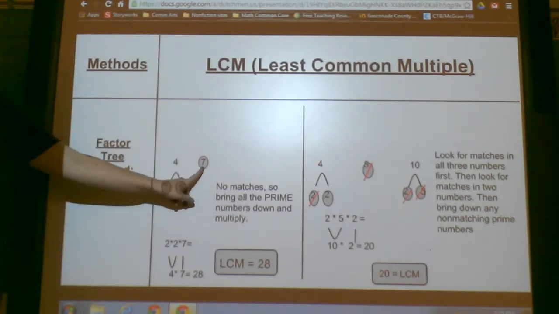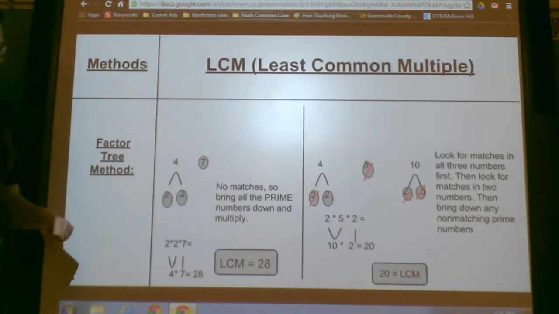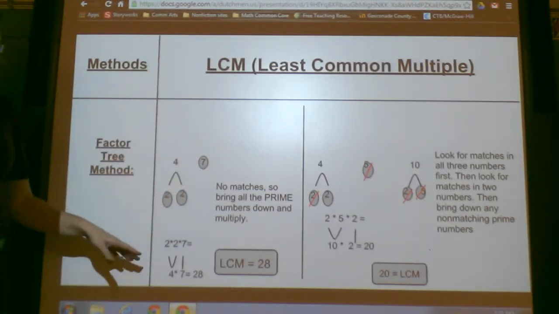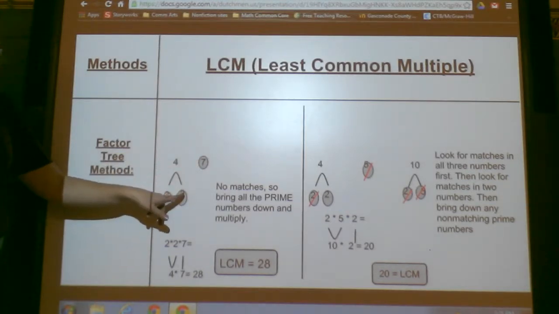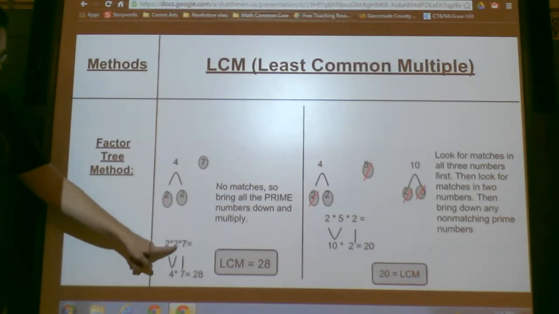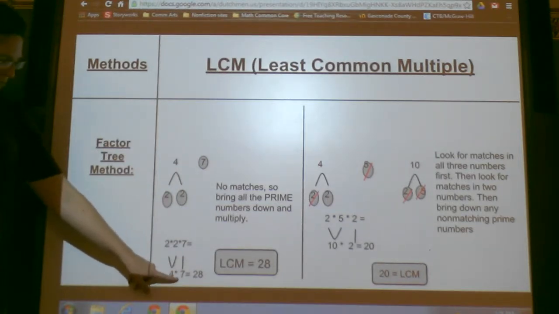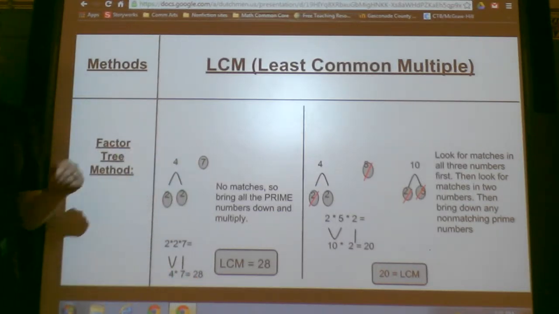You take your matches and anything that does not have a match. So in this case, since we have no matches, we bring down all the other numbers. So we're going to bring down the 2, and the 2, and the 7, and we multiply them together. So 2 times 2 is 4, times 7 is 28. So the least common multiple of 4 and 7 is 28.